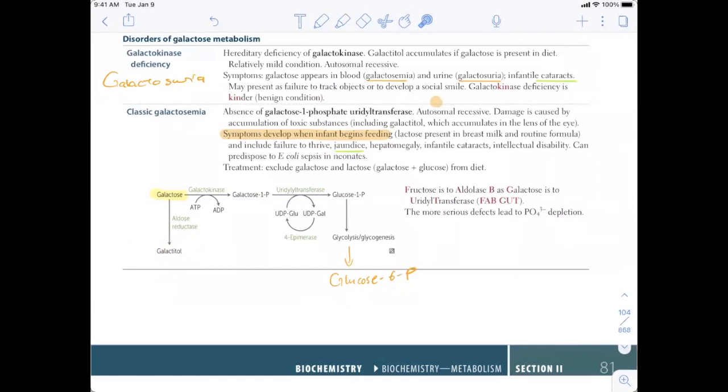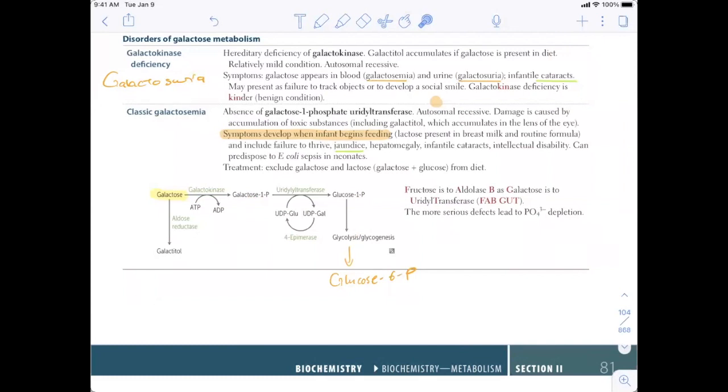But other than that, the other option is with the help of galactokinase, which is like a fructokinase, galactose can change to galactose 1-phosphate, okay? And galactose 1-phosphate can ultimately change to glucose 1-phosphate that can generate glucose and put me in the pathway of glycolysis.